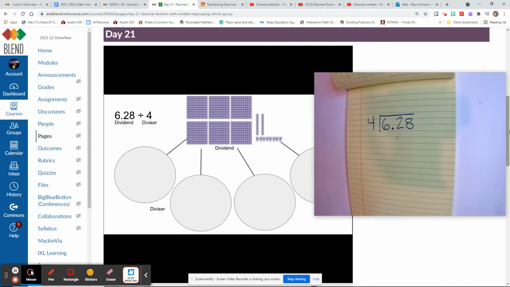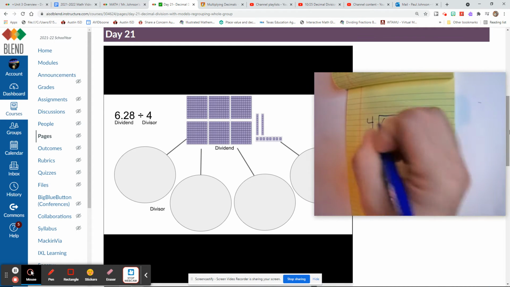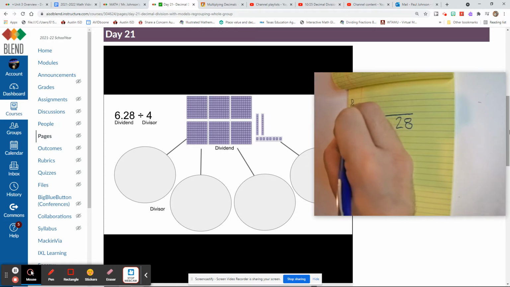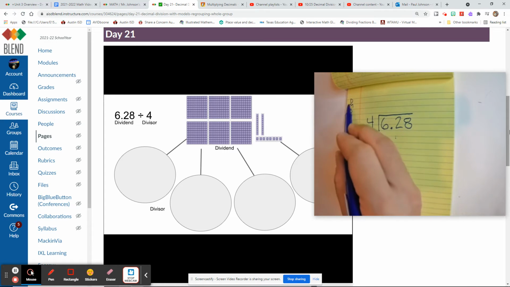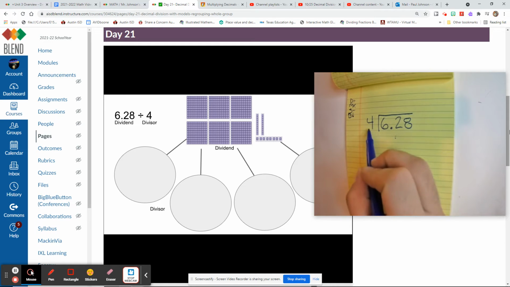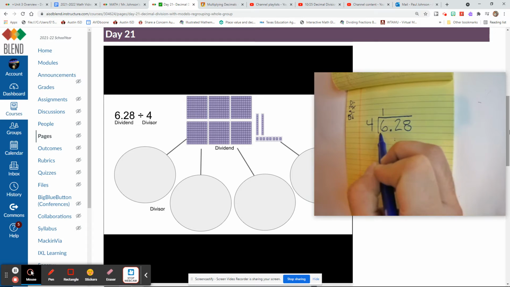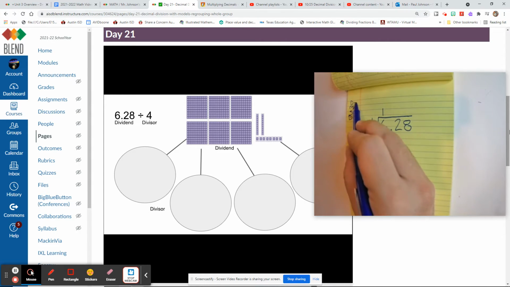Okay, so we're going to take our divisor, which is the number of groups that we are splitting into, and we are going to use our divisor to get us through DMSB. Divide, multiply, subtract, and bring it down. So 4 goes into 6. 4 goes into 6 one time. 4 fits into 6 one time without going over. So that's our division step.